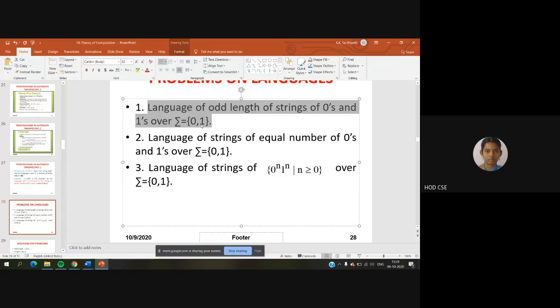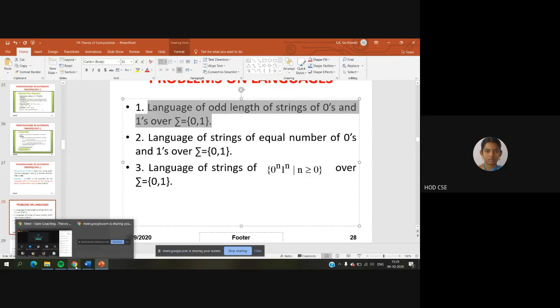Is it clear? What is language? Anyone? What is language? Anyone? Have you noted down this first one? Let us get into the answer for that soon.